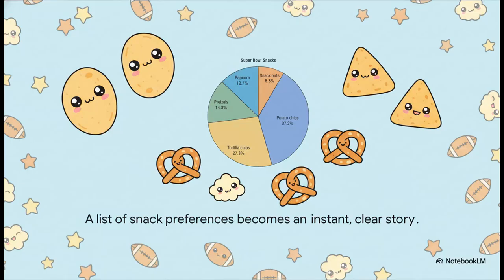I mean, just look at this pie chart. This shows it perfectly. You don't need to read a long report. You can see in a single glance that potato chips and tortilla chips are the absolute kings of Super Bowl snacks. They're dominating over half the pie. That right there is the power of a good visual.